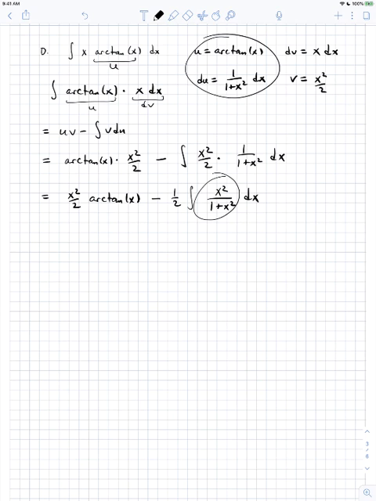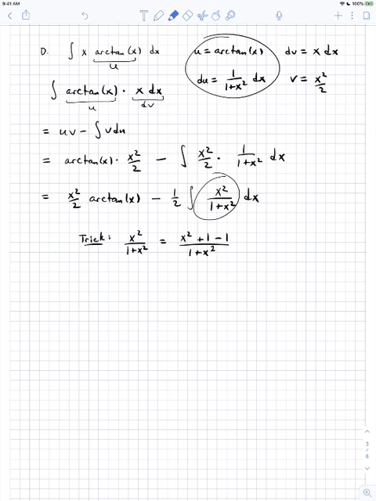So we don't know it just off the top of our heads. We don't have it in our list somewhere. So what are you going to do? Well, the way to approach a problem when you've never seen it before is to try to make it look like something that you have seen before. And here's the trick, if you can call it that. x squared over 1 plus x squared is equal to x squared plus 1 minus 1 over 1 plus x squared. That's supposed to be a 2.